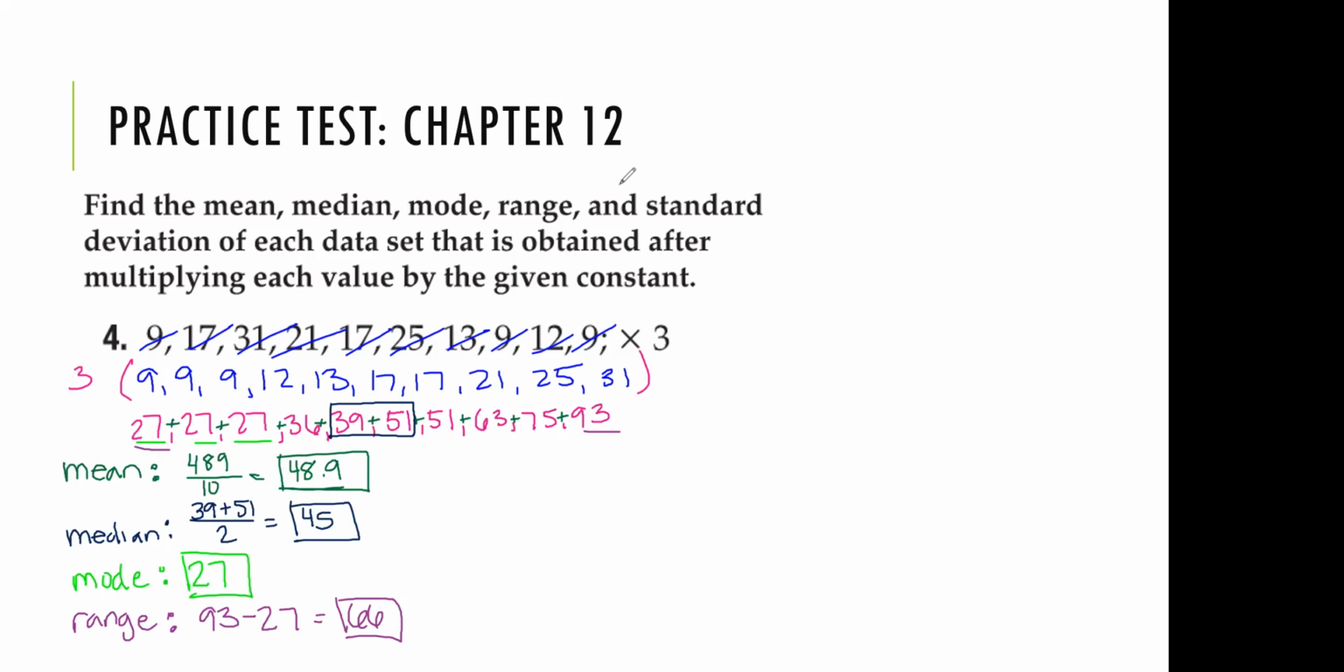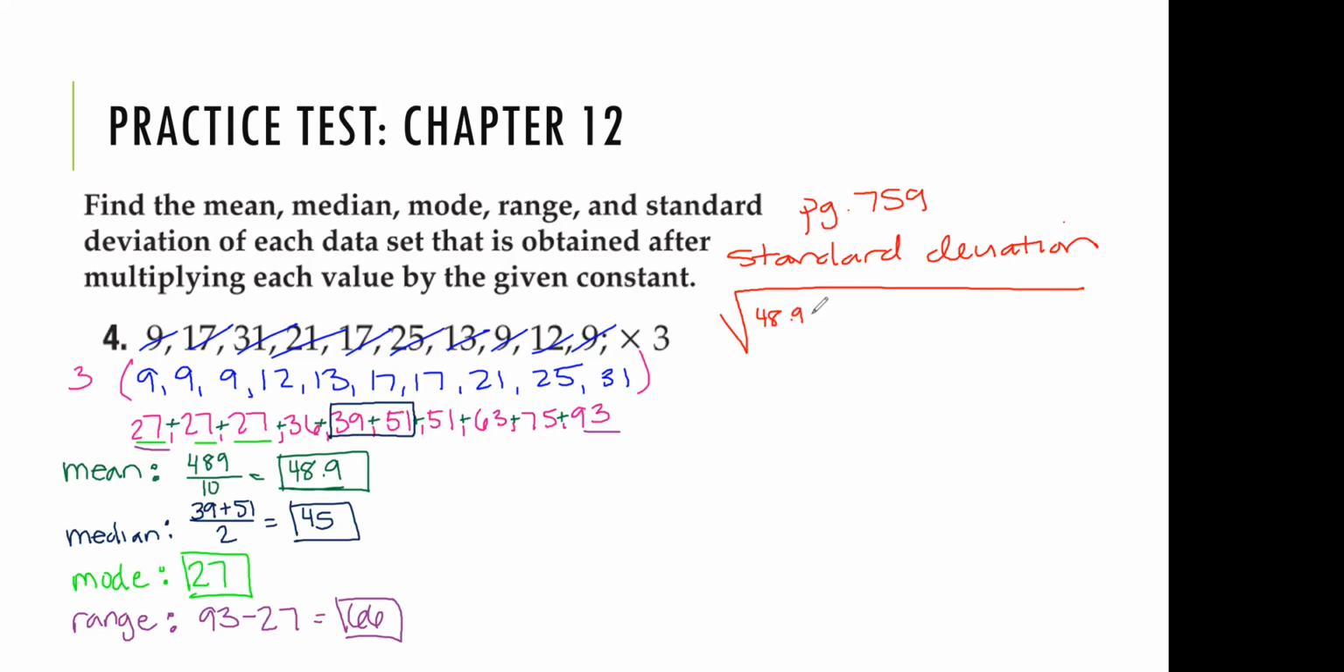Right, and then it also asks for the standard deviation, okay? So on page 759, there's a formula for standard deviation, okay? So basically, you're taking the square root of the mean, which in this case is 48 9/10, and you're subtracting each value in the data set, so 27, and then you're squaring it, and you add that. You do that to each piece of data, so 48.9, there's 3 27s, so you would have to do that 3 times. And you continue to do that for each set of values. So you do that for all 3 27s, 36, 39, 51, 51, 63, 75, and 93.